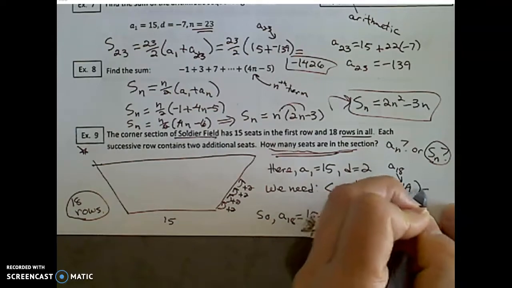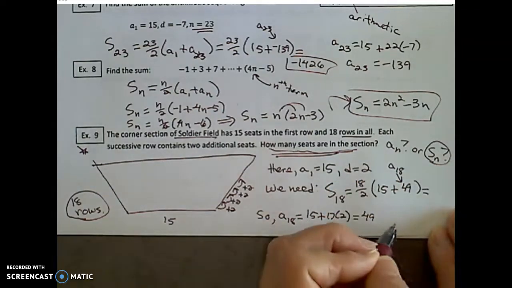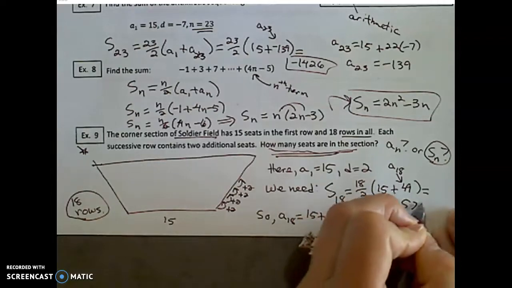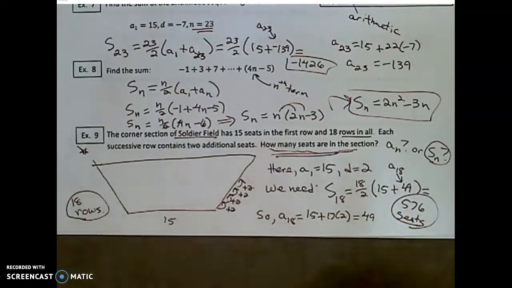Plug into my sum formula, pick up your calculator. How many rows in that corner section? How many seats in that corner section? 576 seats.